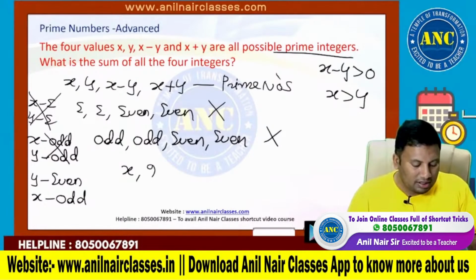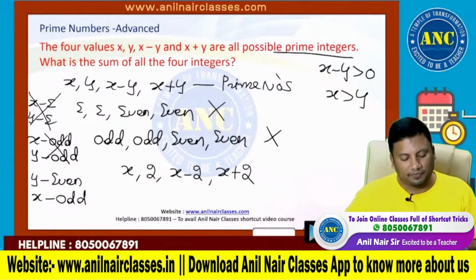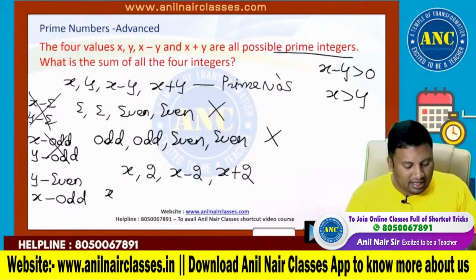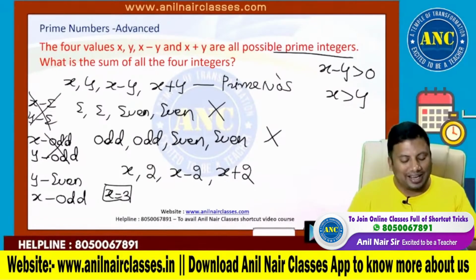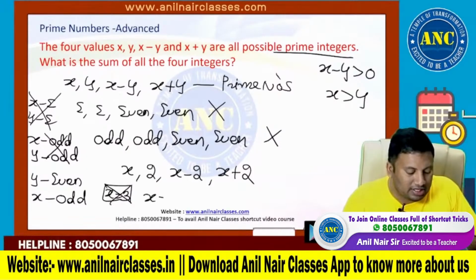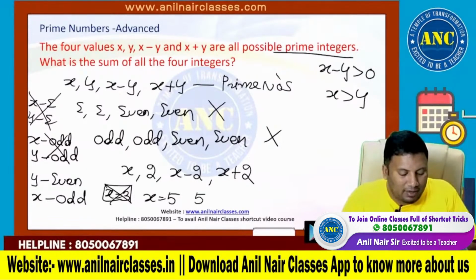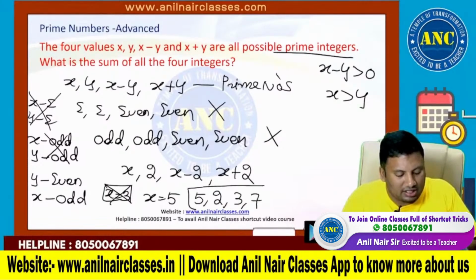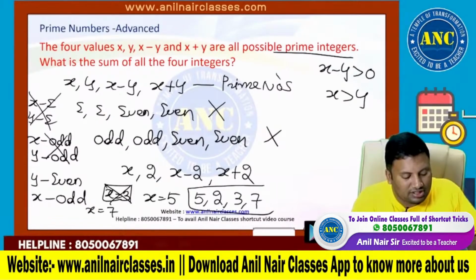So y is 2, and we have x minus 2 and x plus 2. If I take x equivalent to 3, 3 minus 2 is 1, and 1 is neither prime nor composite. X is 5: 5 and 2, 5 minus 2 is 3, 5 plus 2 is 7. X is 5, it is satisfying. Suppose I take x value 7.